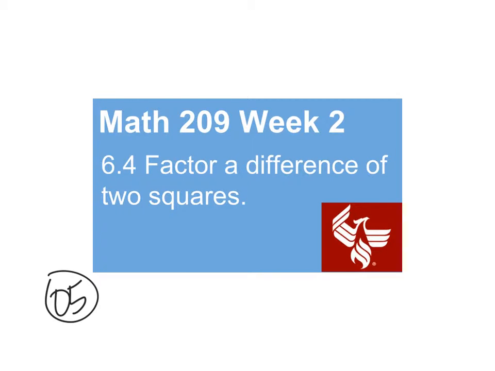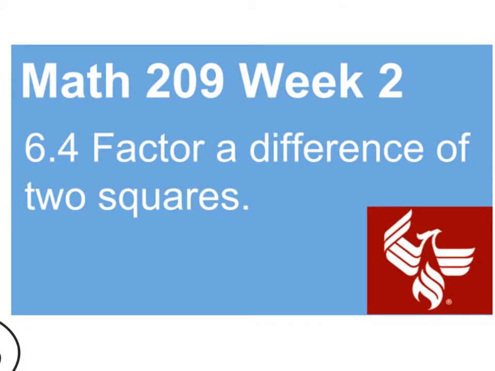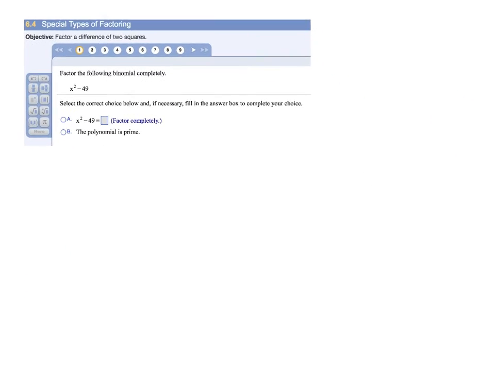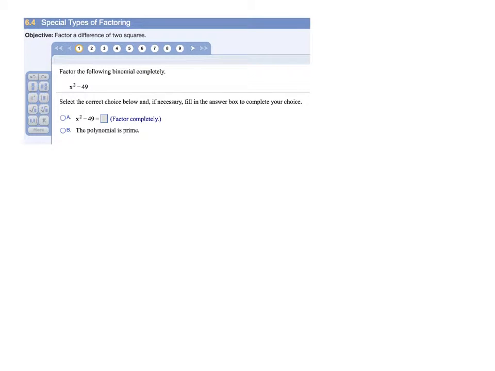All right, this is Math 209, Week 2, Section 6.4. We're going to be factoring still, but now it's going to be a little easier because it's a thing called difference of two squares. So we're going to be using that box method to factor, and what we've got here is x squared minus 49.